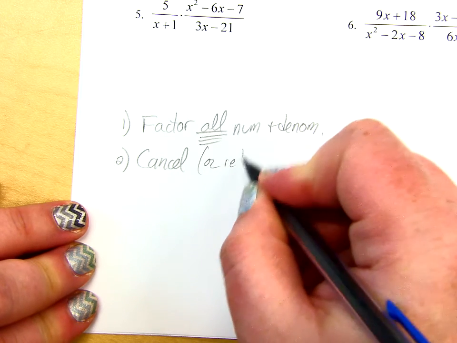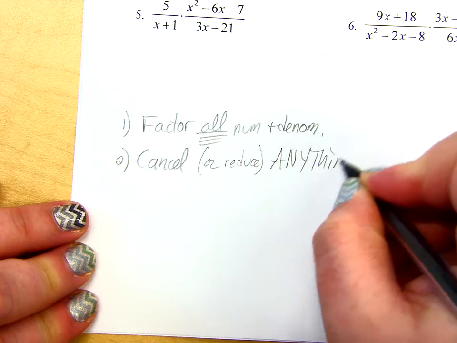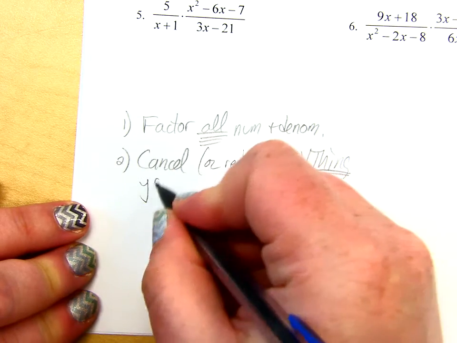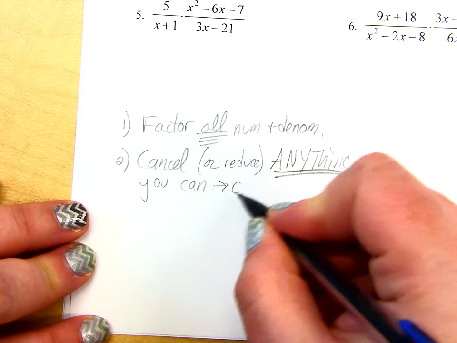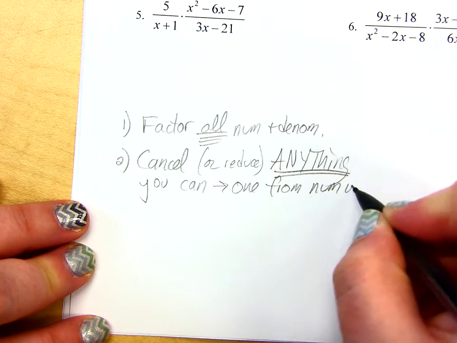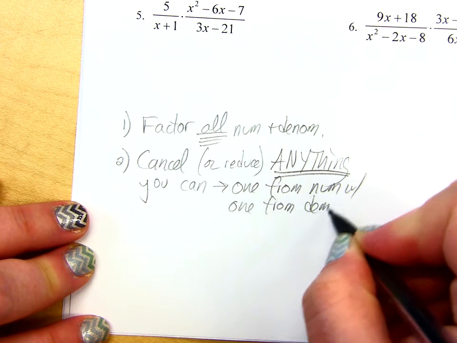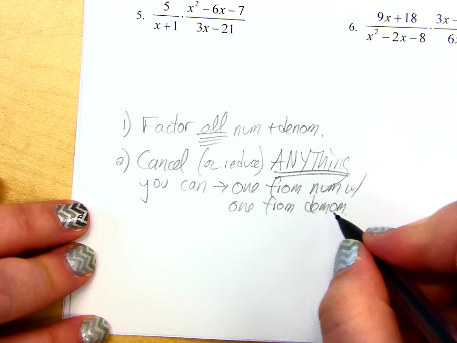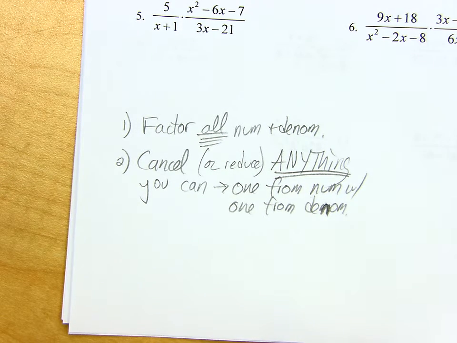So you're going to cancel or reduce, right, if it's just numbers, or reduce anything you can, one from numerator with one from denominator. So just like when we were doing the single one, denominator. If it's a binomial, you can only cancel a binomial with a binomial, and they have to be identical.